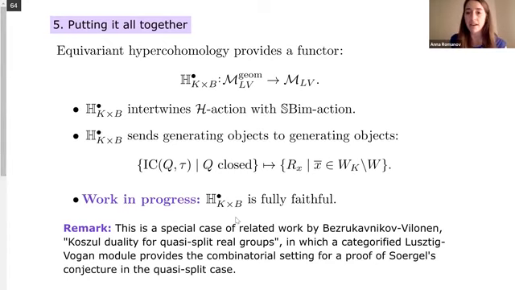And finally, just a remark that this story is a special case of related work by Bezrukavnikov-Vilonen in their paper Koszul Duality for Quasi-Split Real Groups, in which a categorified Lustig-Vogan module provides a combinatorial setting for a proof of Soergel's conjecture in a special case.